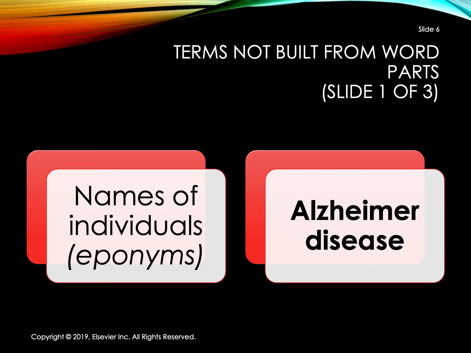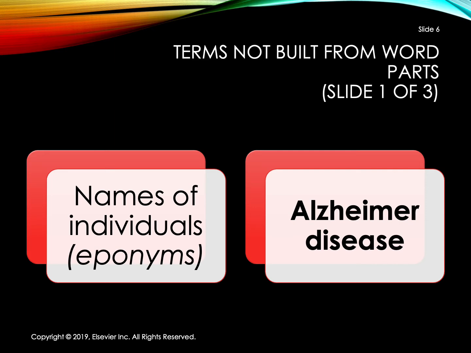Now, there are some terms that are not built from word parts, okay? Word parts meaning there's a root, a suffix, which is an ending, a prefix, which is a beginning, and some sort of interesting combining vowel to make it a little bit easier for us to pronounce the word, right? Those words we can break down. It's easier for us to get to the meaning if we know those word parts. We can break them back into their individual parts, and we can translate those literally.